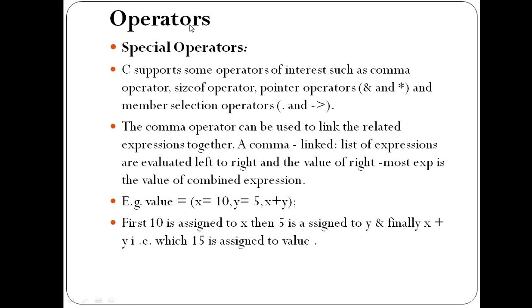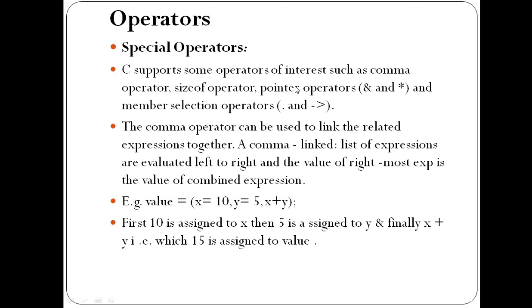Now next, the last category of operators is the special operator. C supports some special operators of interest, such as comma operator, sizeof operator, pointer operators and member selection operators. The pointer operators are ampersand and star, and the member selection operators are dot and arrow. We will see these operators in unit number 4, the pointer concept. But here we just understand the concept of the special operators, that is comma and sizeof.